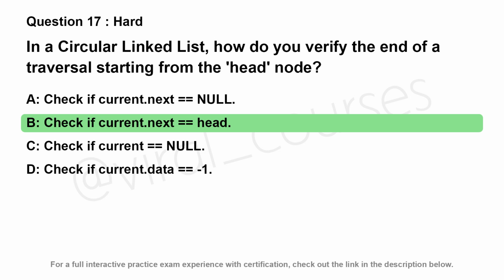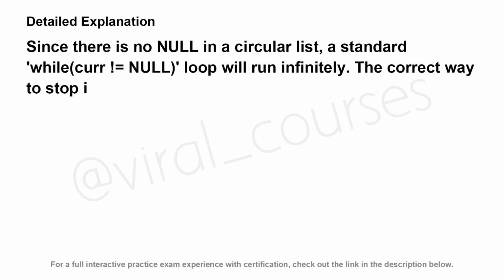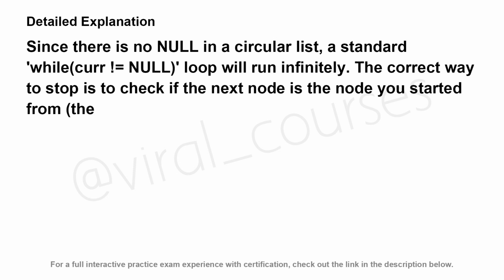The correct answer is B. Since there is no null in a circular list, a standard while cur equals null loop will run infinitely. The correct way to stop is to check if the next node is the node you started from, the head.